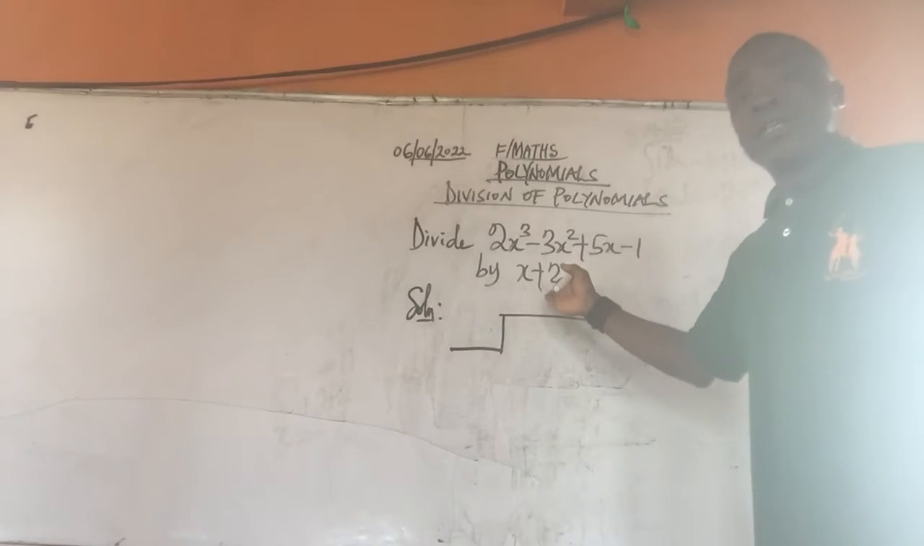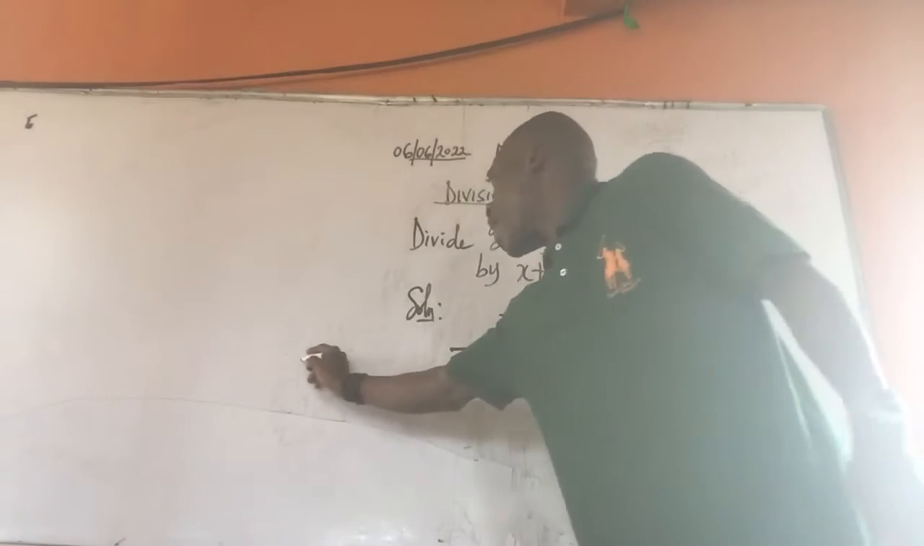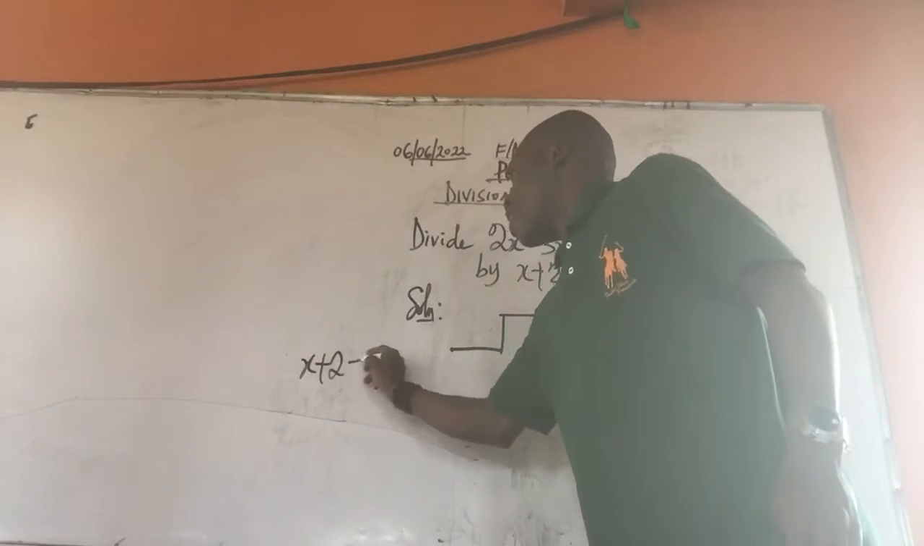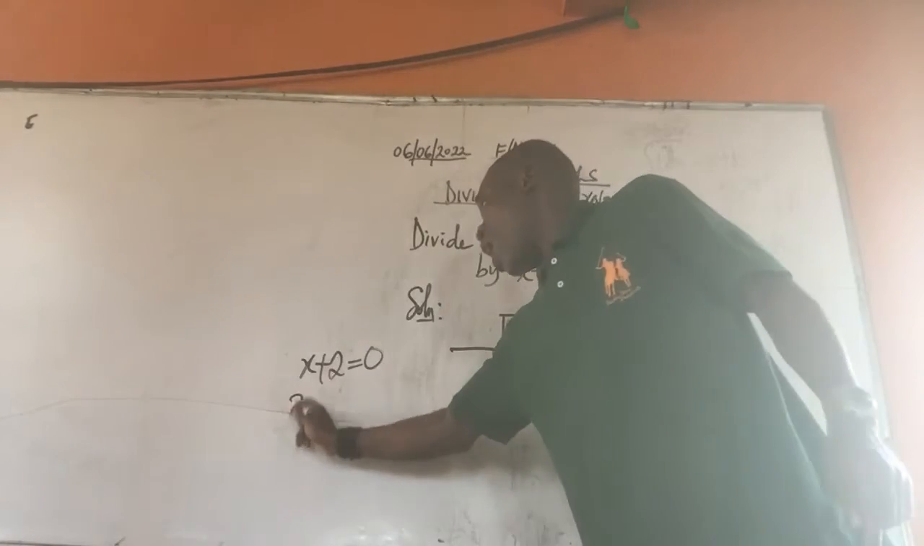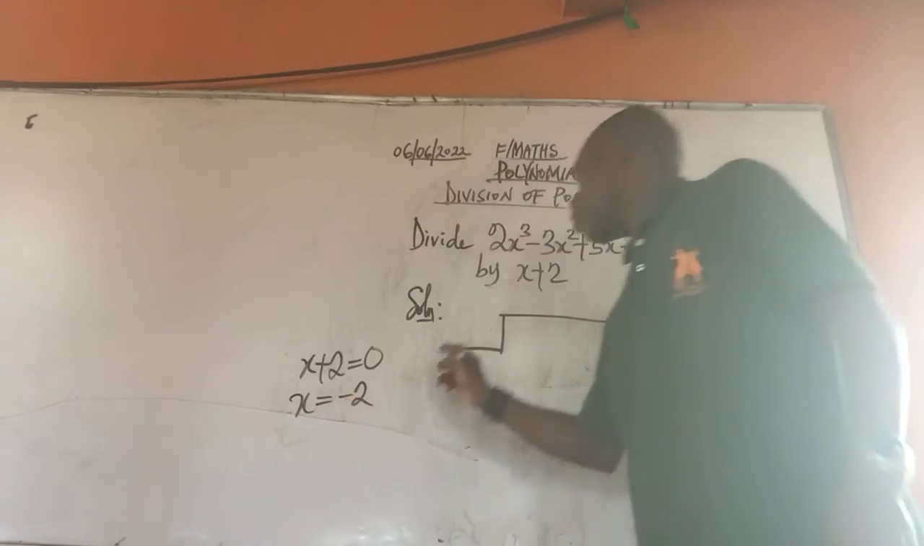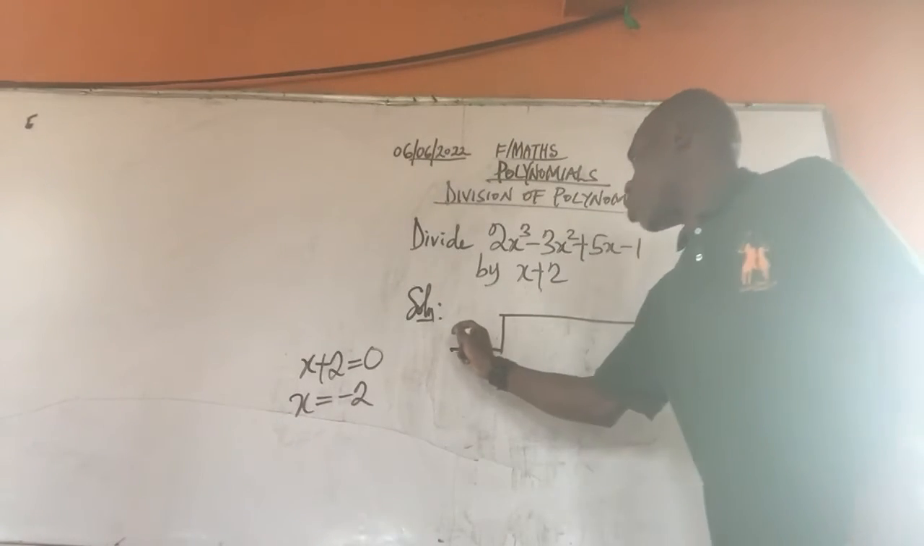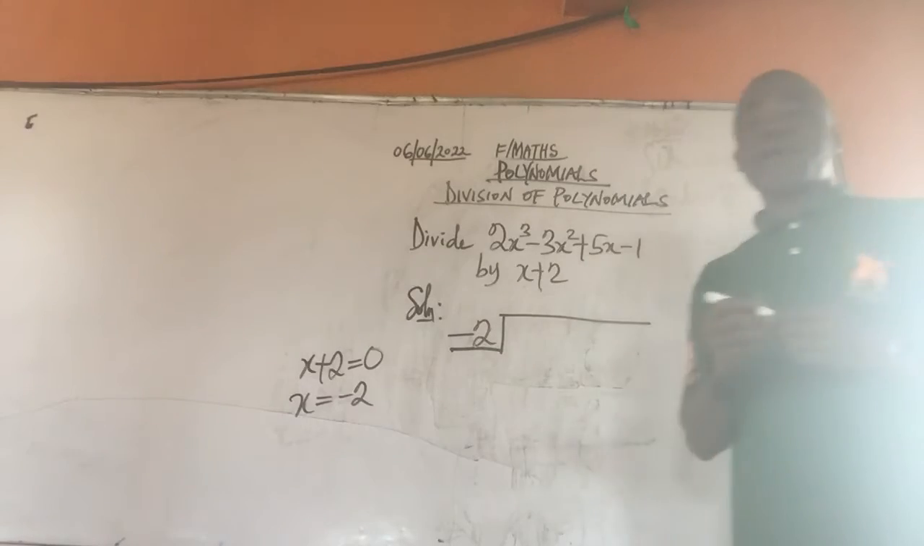From what we have in our divisor, x plus 2, we can put it as x plus 2 equal to 0. When we collect the like terms, our x automatically becomes minus 2. So that minus 2 is what we are going to write down here.